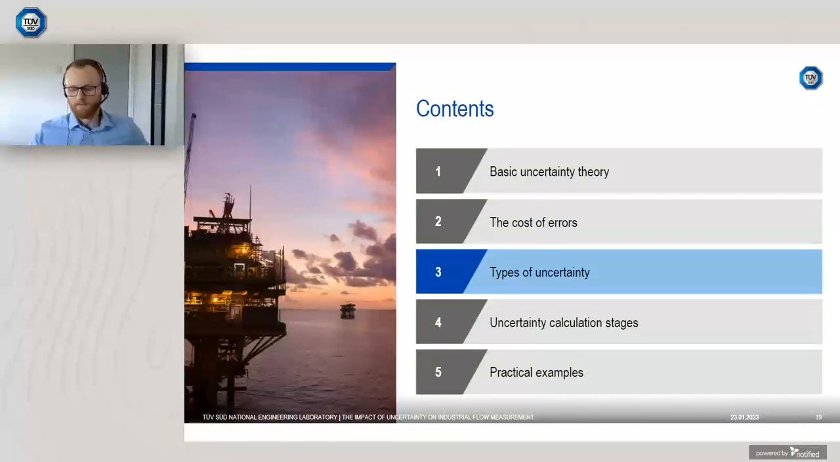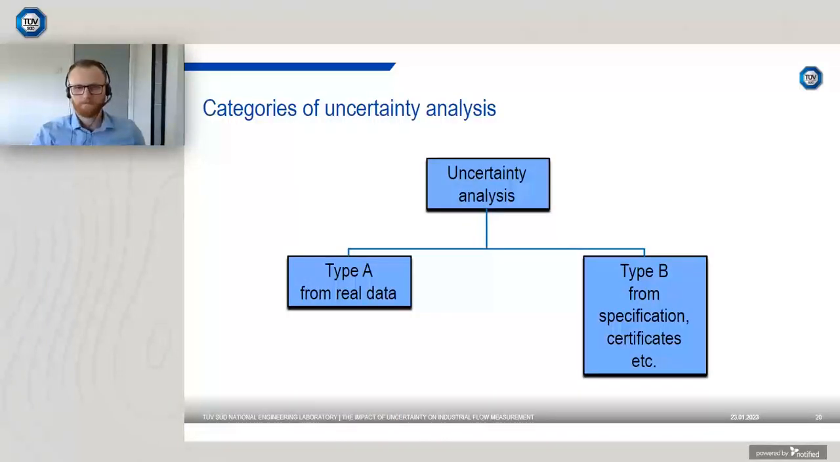The next section will go over the different types of uncertainty. We've spoken about uncertainty and the cost of errors, but this will hopefully give an idea of where uncertainty values come from and how we derive them. There are two real types of uncertainty in an uncertainty analysis: type A and type B. Type A is using real data when we have data available to us, and type B is for when, in the absence of real data, we need to use other means to estimate uncertainties.